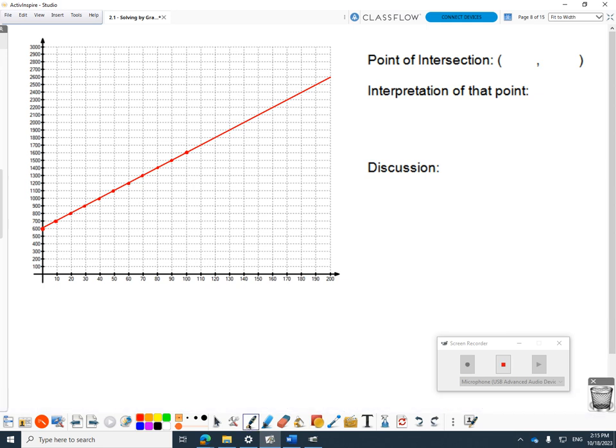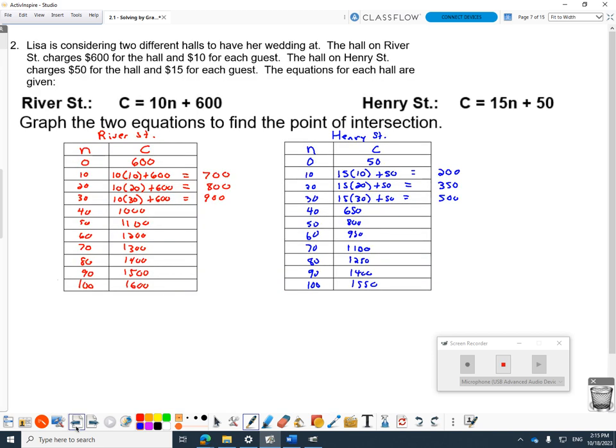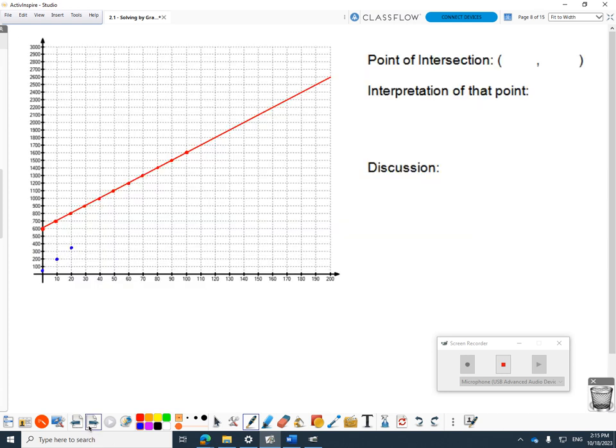If you're falling asleep out there. 50, 200, 350. Am I doing the pattern right? Was it every 150? 350, 500, 650, 800, 950. I enjoy these questions. You see what's happening? The lines are heading towards each other. Where will they meet?